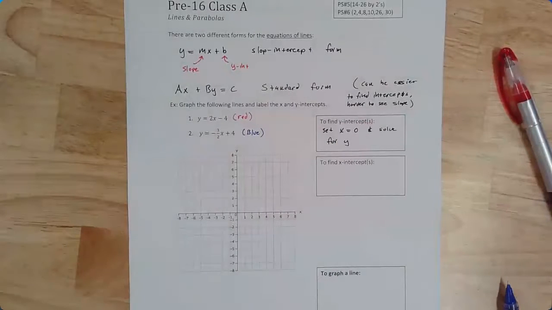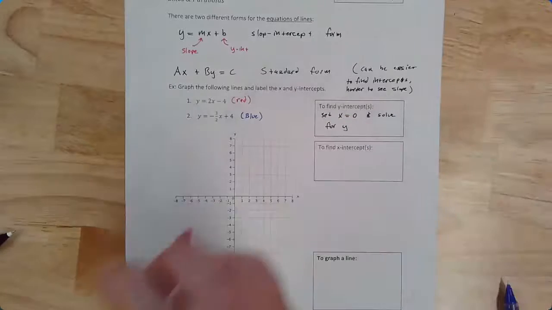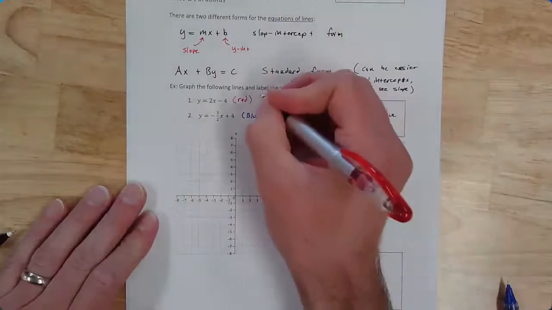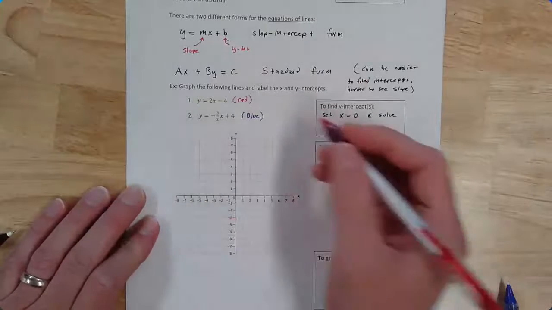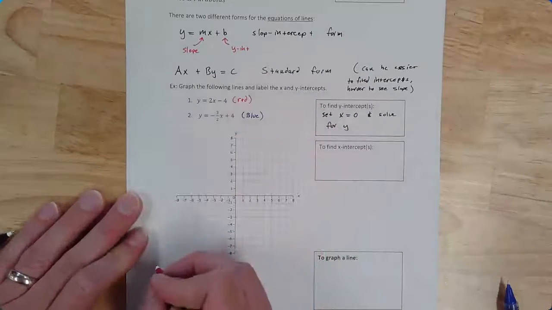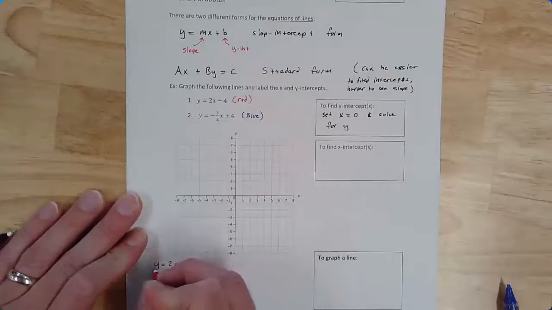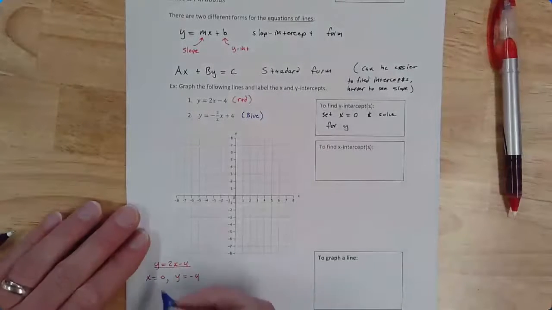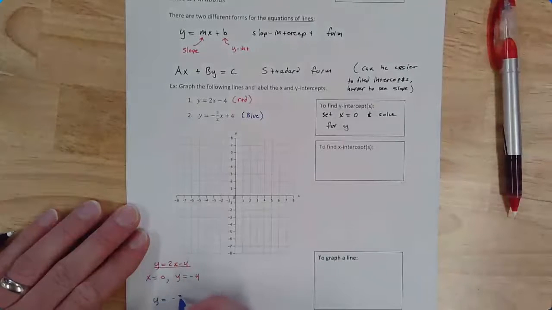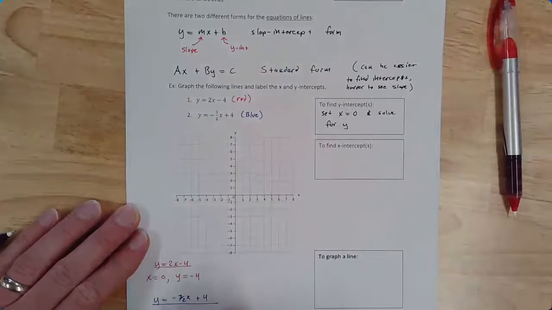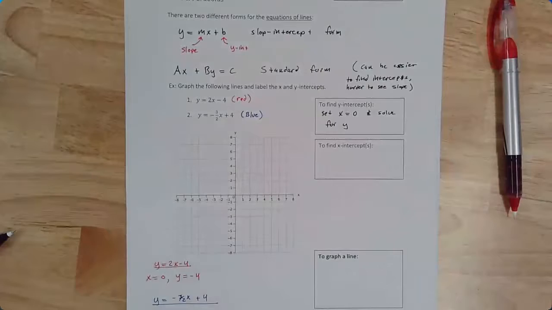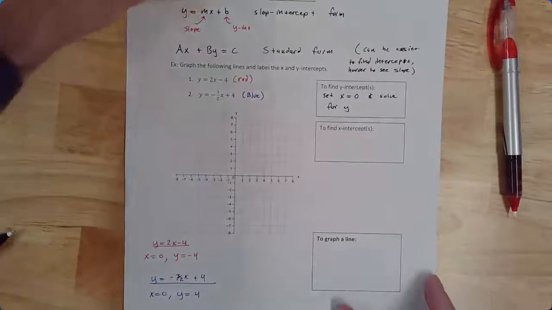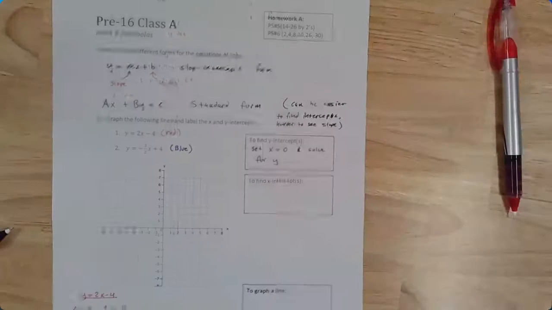Now, for both of these lines, that's really not too terrible. For the red line, let's do that one over here. Down here, in the red line, y equals 2x minus 4, if I set x equal to 0, I'm going to get y equal to negative 4. Easy peasy. For the blue line, which is y equal to negative 3/2 x plus 4, if I set x equal to 0, I get y equal to 4. It feels like a step I didn't even really need to do, but I did anyway.